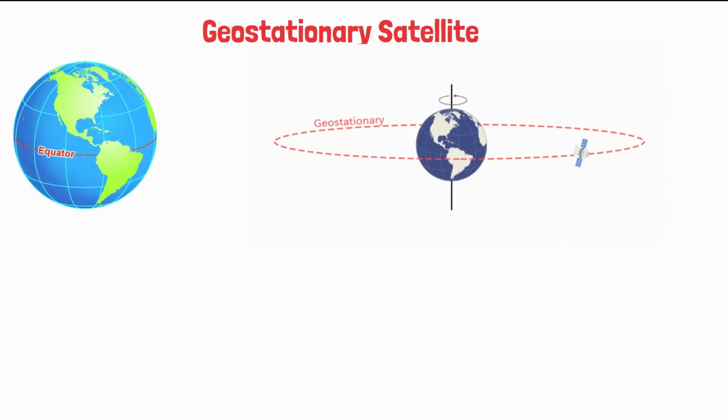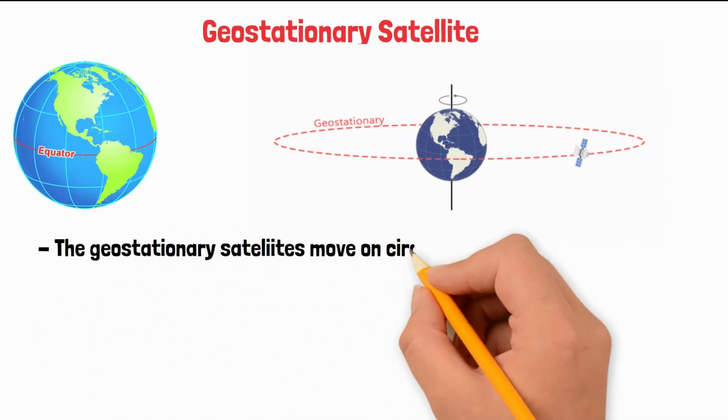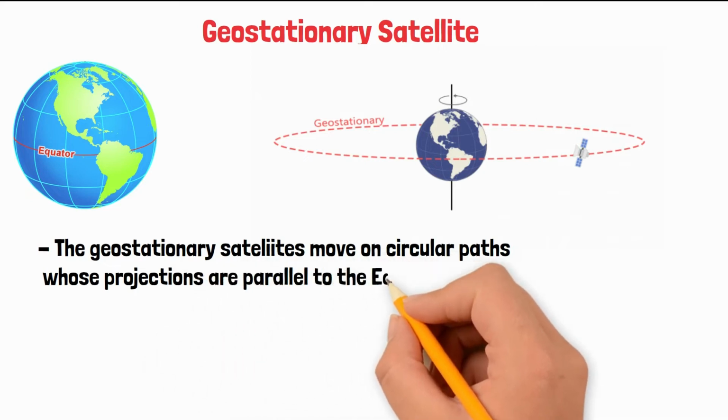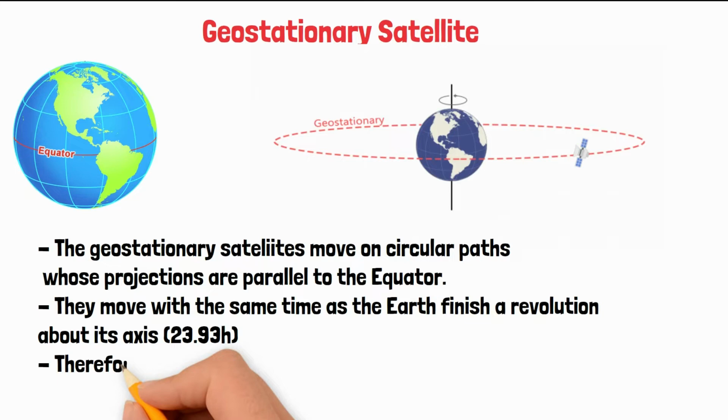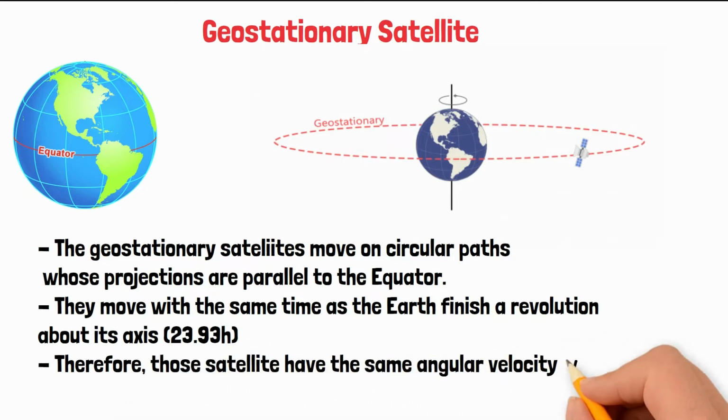The geostationary satellites move on circular paths whose projections are parallel to the equator. They move at the same time as the Earth finishes a revolution about its axis, 23 hours 56 minutes. Therefore, those satellites have the same angular velocity as the Earth.